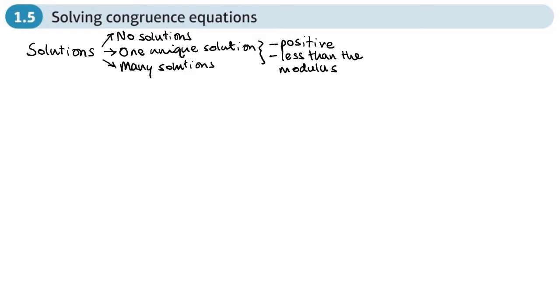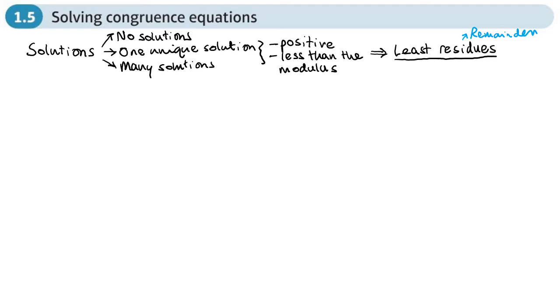Now, the name we give to these solutions that are written like this, they're called the least residues. And we would want to write our answers in that form, the least residues. Okay, you could think of residues like remainder, and you'll see that when we go through some examples. Actually, I'll do an example here.